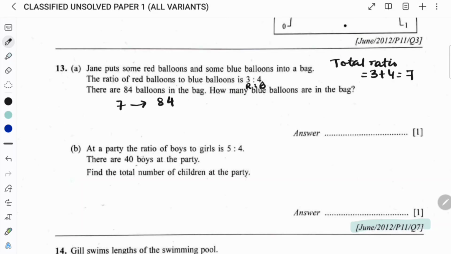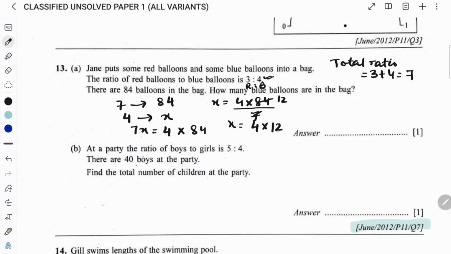Now they're asking us for the blue balloons. For blue balloons we have 4 in the ratio, and the number of balloons is x. Cross multiply: 7x is equal to 4 into 84. x is equal to 4 into 84 divided by 7. Now 7 times 12 is 84, so x is equal to 4 into 12, which is 48. So there are 48 blue balloons in the bag.